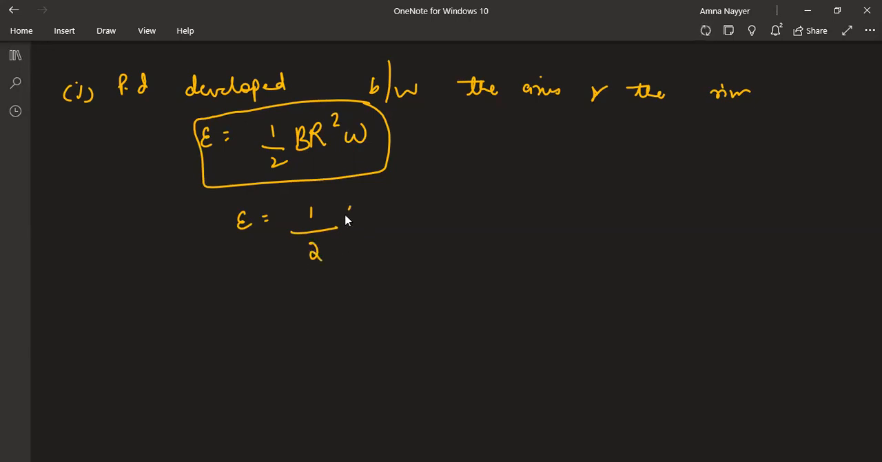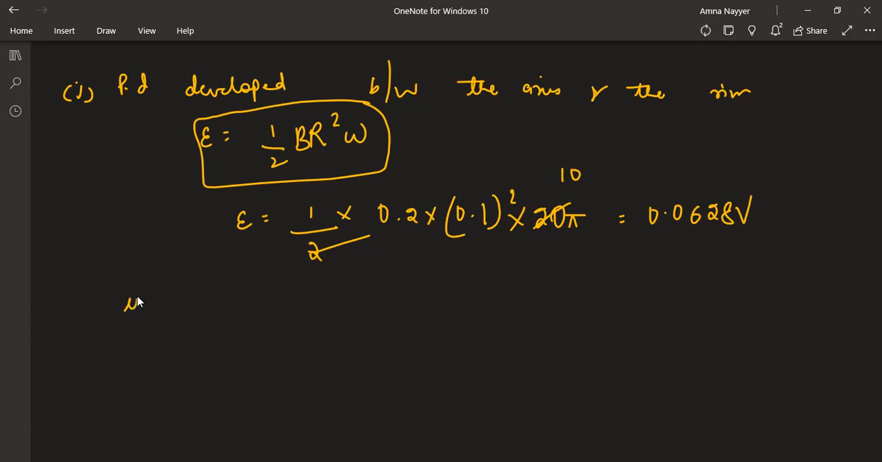So half B, magnetic field. Magnetic field is 0.2. Radius is 10 centimeters, so we'll write it as 0.1 meter square. And angular velocity was 20 pi. So 10, double of 3.14, 6.28. So 0.0628 volt. Like this, you'll get your answer in one single line, and marks will also be given.